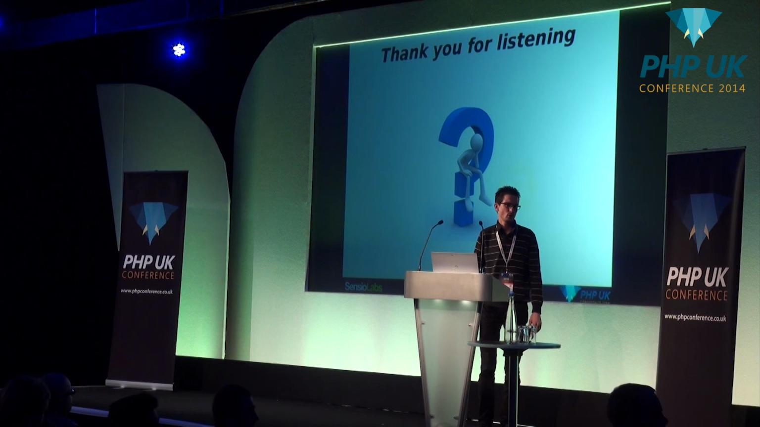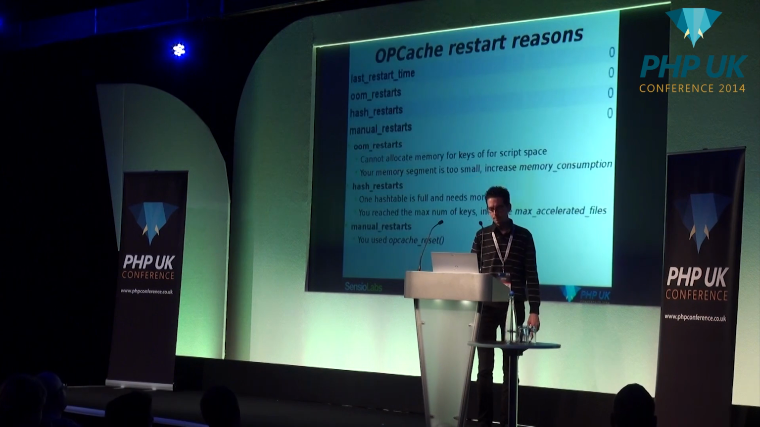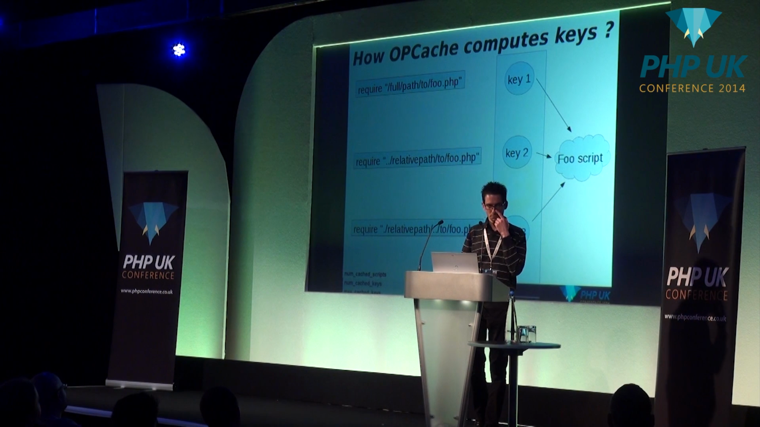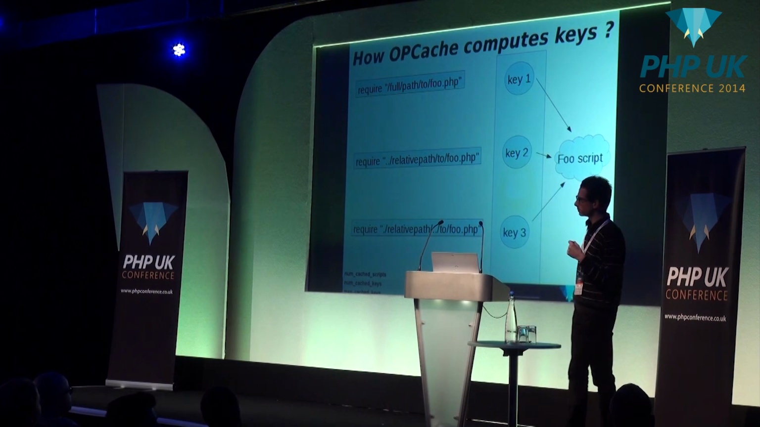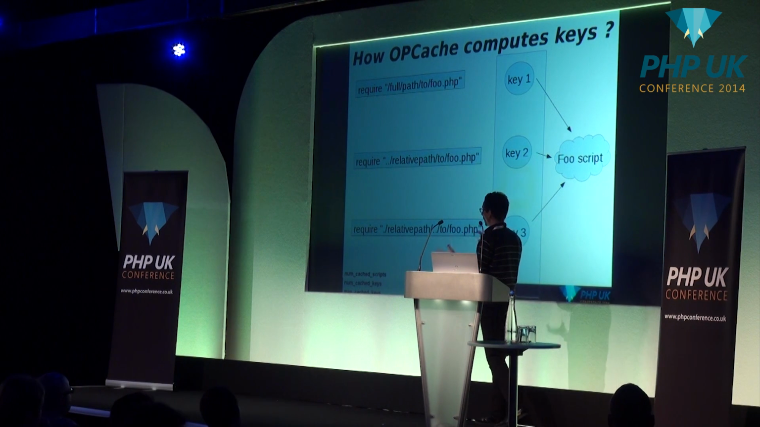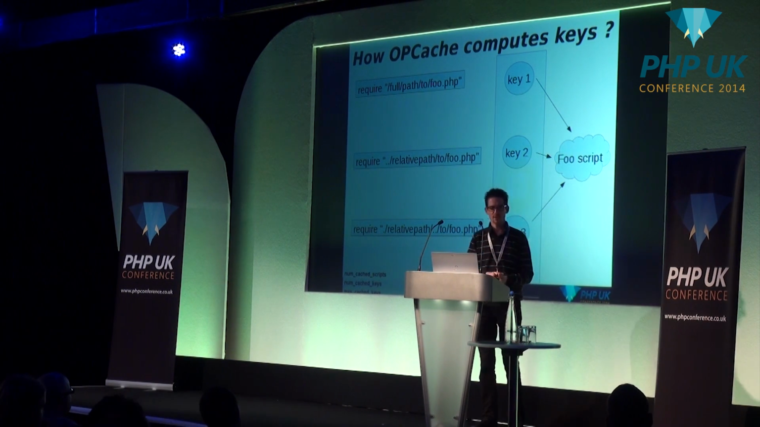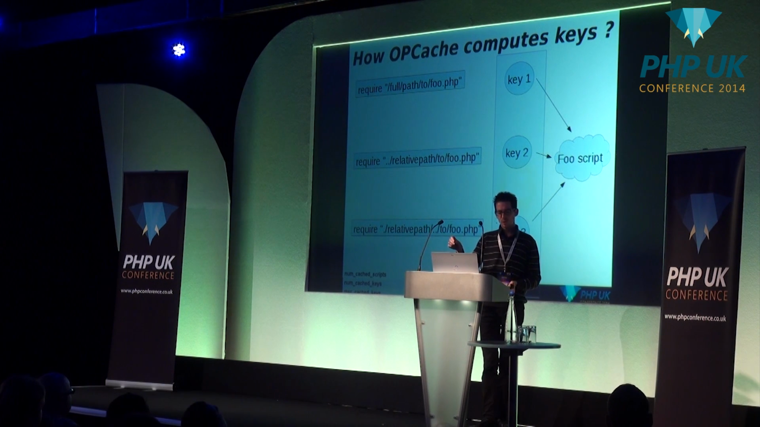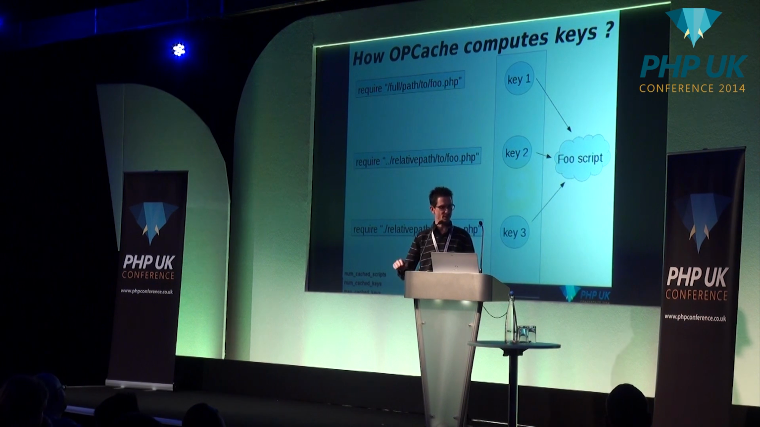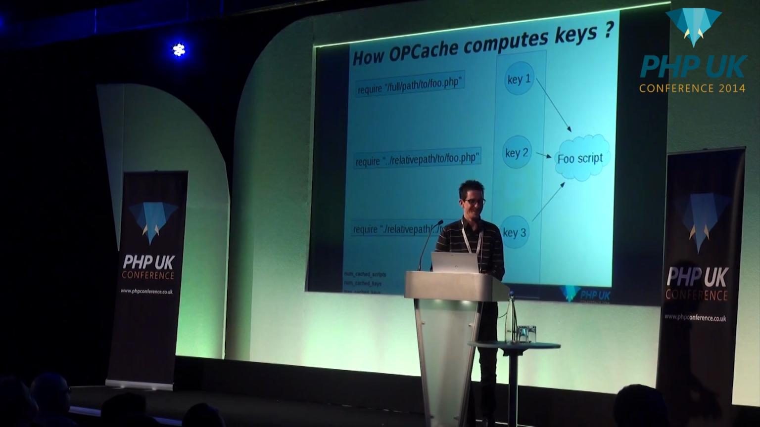You mean those keys are only generated when you actually access the file in a different way? Yep, right. It doesn't calculate them in advance, then? The keys are calculated with the way you access the file. So if you require a.php, require ./a.php, require ././a.php, this is a third key. Yes, you can shoot yourself in the foot. No problem.